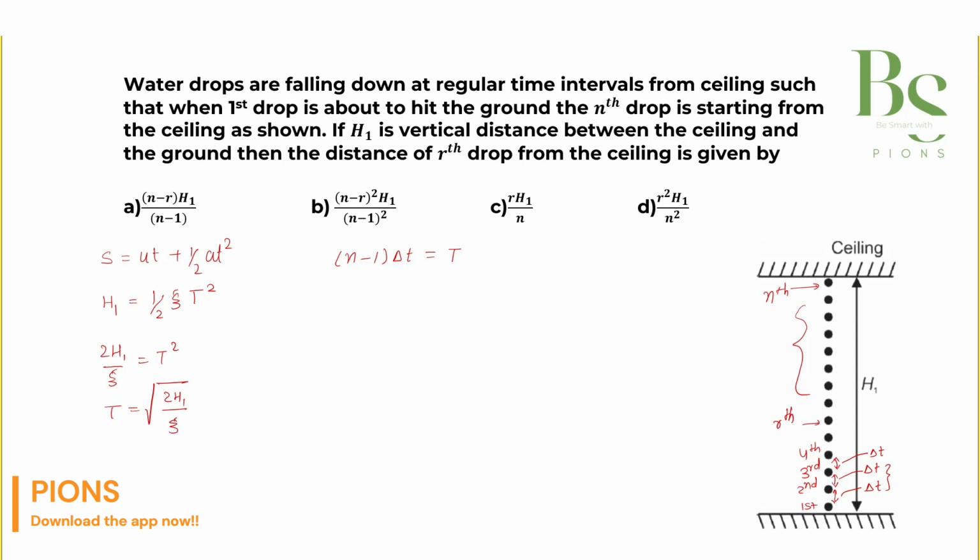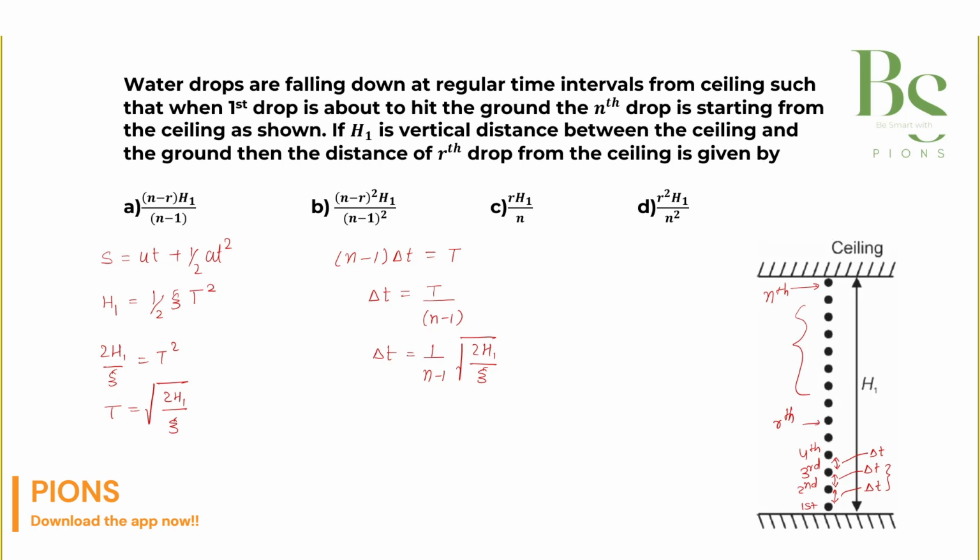So now we can write delta t as T upon n minus 1, correct? And what is T? Just now we have found. So delta t is equal to 1 upon n minus 1 into root under 2h1 upon g. This is our time interval. So what is delta t? Delta t is our time interval between any two successive drops.